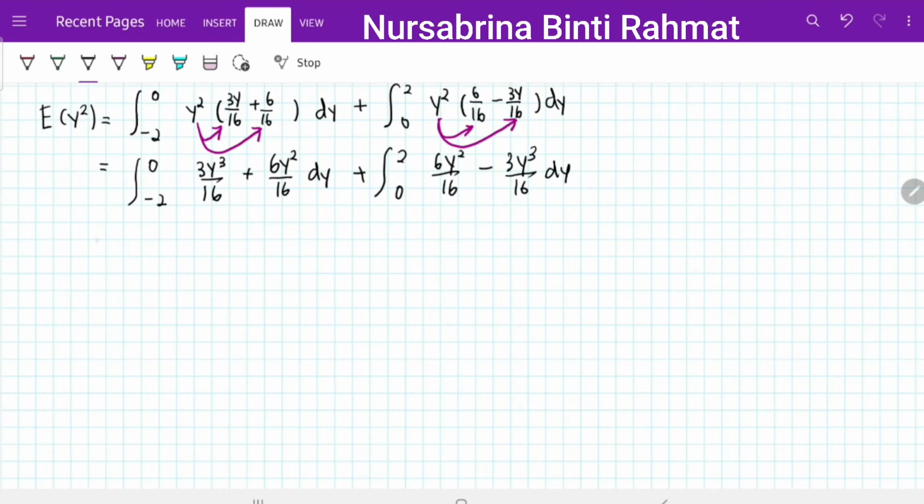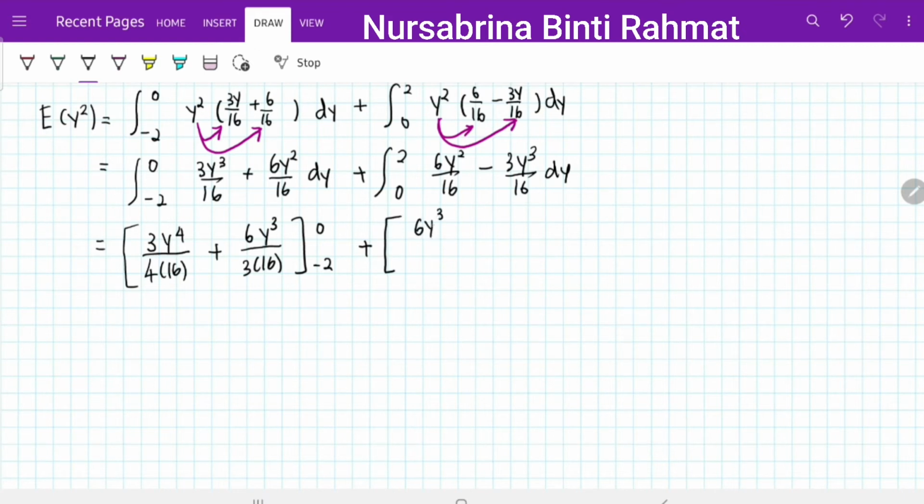Okay, now we can solve this. 3y cubed over 16 will become 3y to the power of 4 over 4 times 16. Plus 6y squared will become 6y cubed over 3 multiplied with 16. It's between the class limits of negative 2 and 0. Plus this one, 6y squared becomes 6y cubed over 3 multiplied with 16, minus 3y cubed becomes 3y to the power of 4 over 4 times 16, and close the bracket, between 0 and 2.